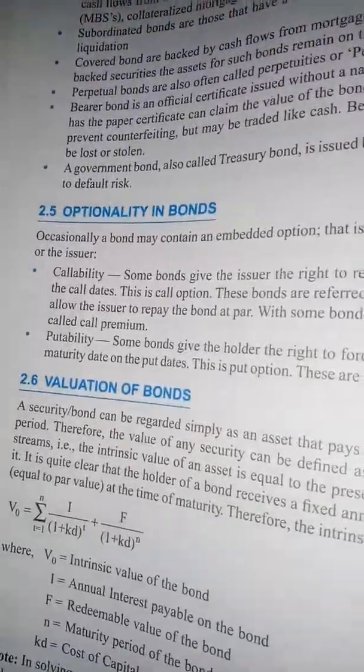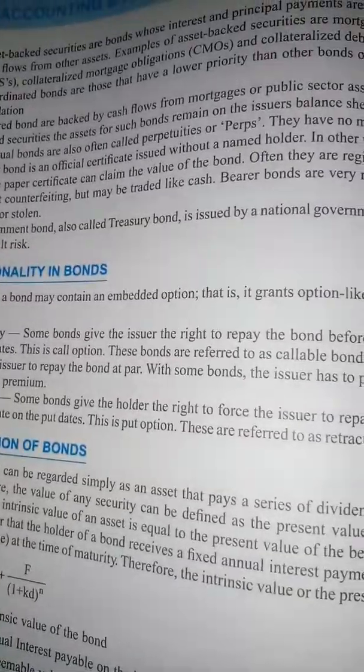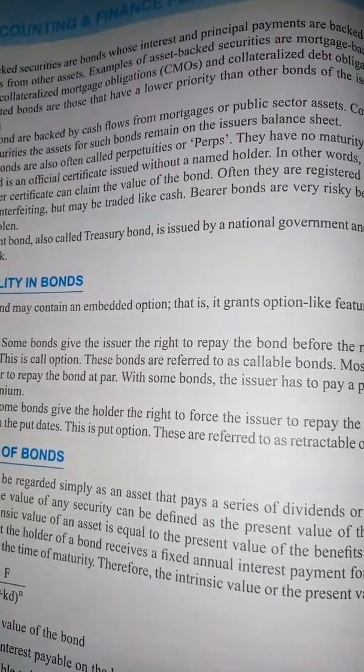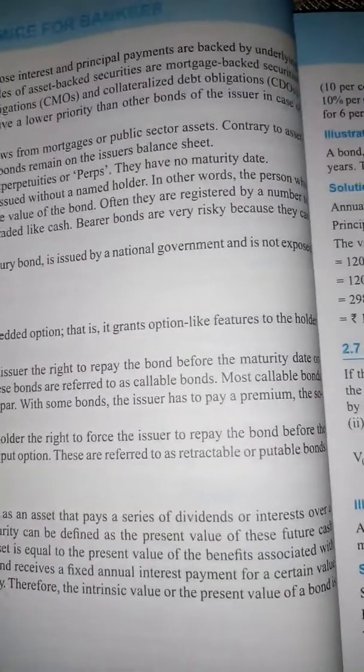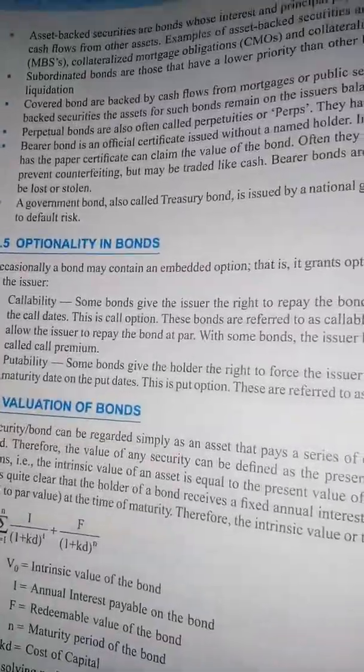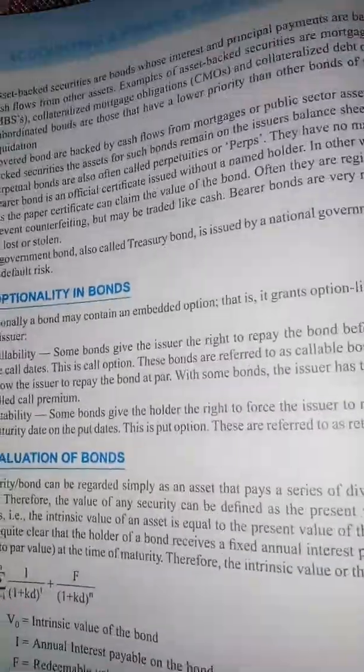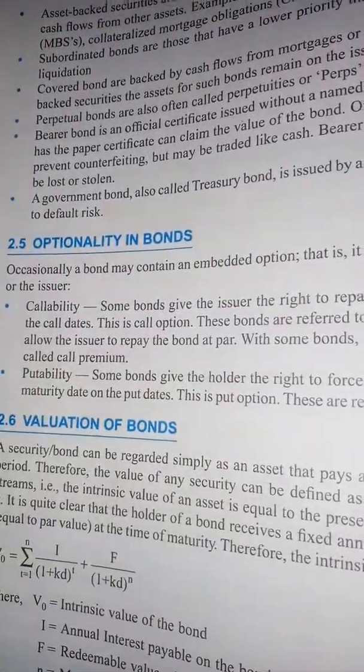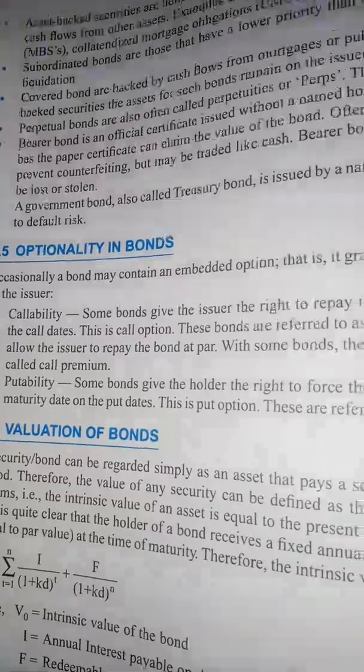A government bond, also called a treasury bond, is issued by a national government and is not exposed to default risk. Next, optionality in bonds.